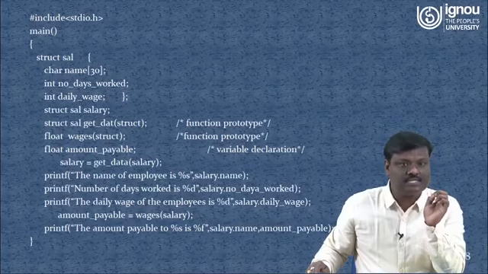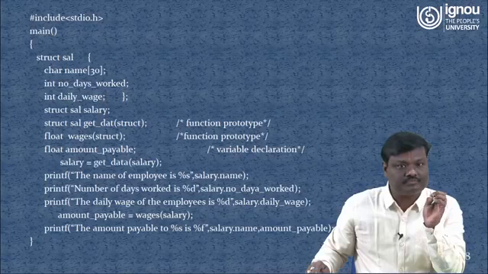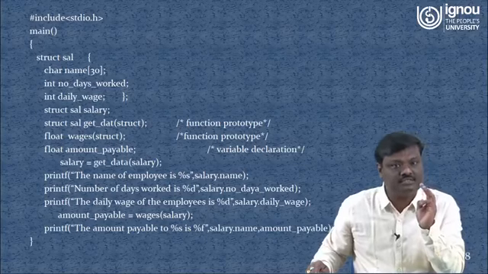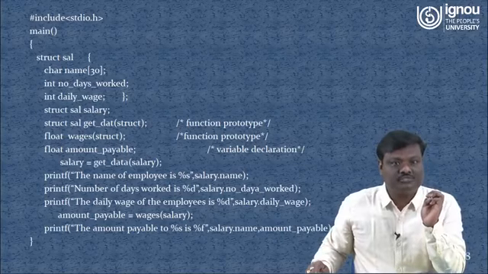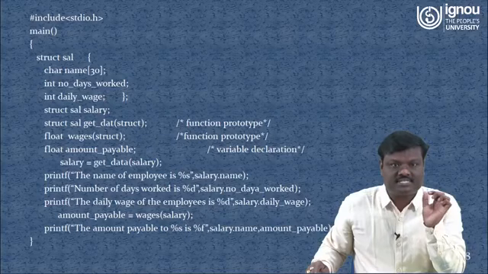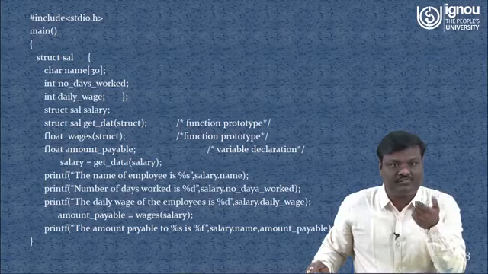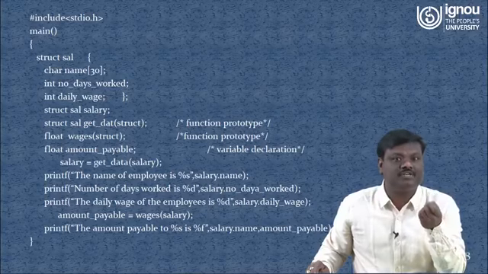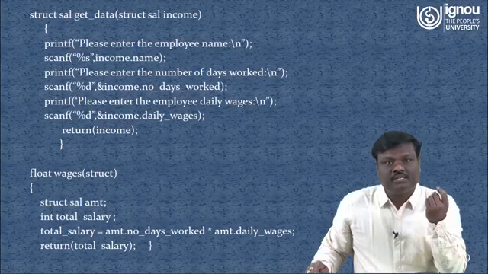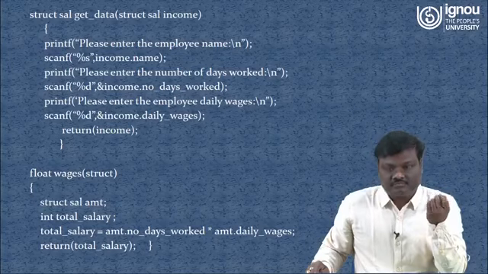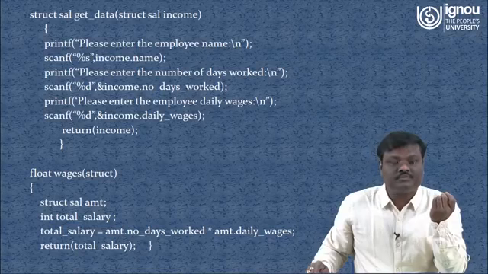Likewise you can try this second example also, a simple example in which 3 functions are used. One function for struct get data, and the second function is for wages, so only 2 function prototypes. One is to get data and the second is to calculate the wages and display. Please try to understand this particular thing and have it as a check your progress.